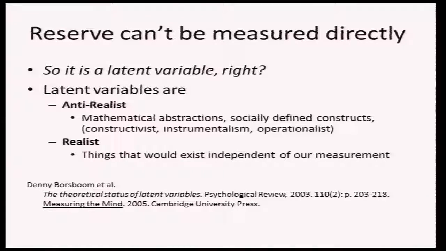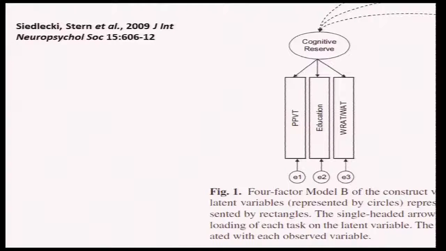How you feel about a latent variable and how you think about reserve is important for how you build your models and how you interpret your results. So here's an example that you can find in the literature. This was a latent variable model that was used to operationalize the reserve concept. And these authors viewed a latent variable.